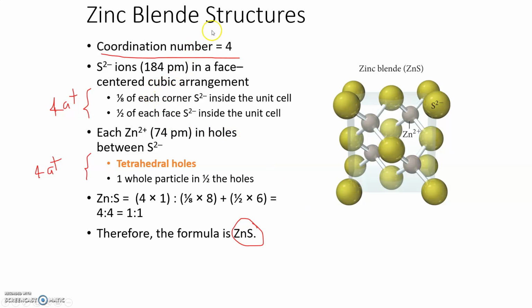In zinc blende structures, that is another type of structure, the coordination number is 4. In this case, the anion is face-centered cubic, so it provides 4 atoms to every cell, while the cation occupies the tetrahedral holes, so then you have 4 atoms in every cell. As the relationship is 1 to 1, the formula is zinc sulfide.